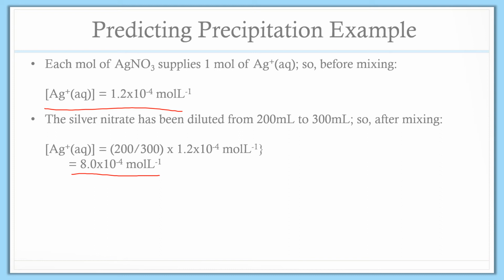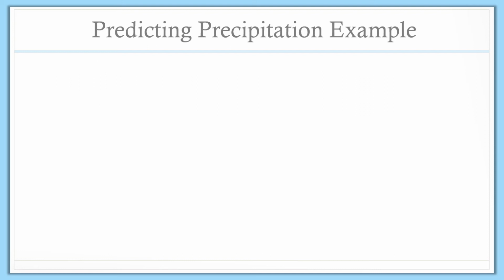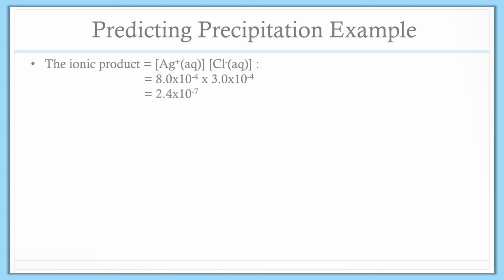So now we have our 2 concentrations, our silver and our chloride concentrations. Now we can work out the ionic product. To do that, we use the ionic product equation, which is pretty straightforward. You multiply the concentration of silver by the concentration of chloride. So 8.0 times 10 to the negative fourth times 3.0 times 10 to the negative fourth gives us 2.4 times 10 to the negative seventh.